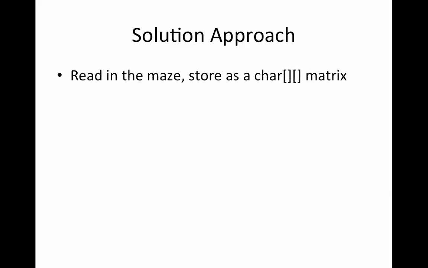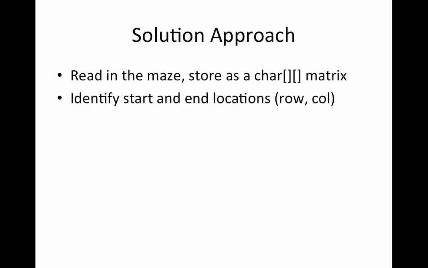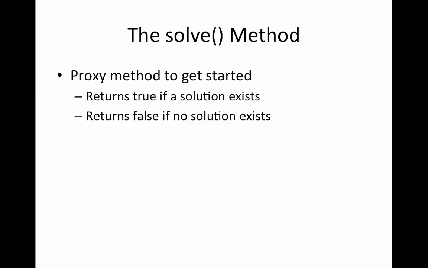First of all, we will regard the maze as a matrix of characters, a two-dimensional matrix. After we have read the text file into the two-dimensional character matrix, we will also identify inside that matrix the start and the end locations. After this initial setup, all we will do is call the solve method, which, as you probably expect from previous discussions that we had with recursive methods, will be the proxy method that will get us started. It will return true if a solution exists in that particular maze.